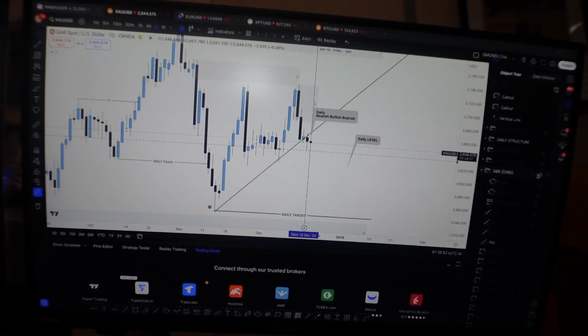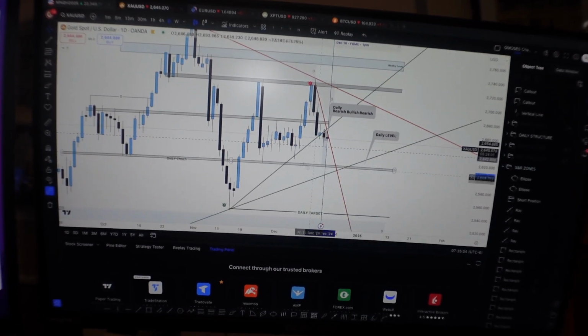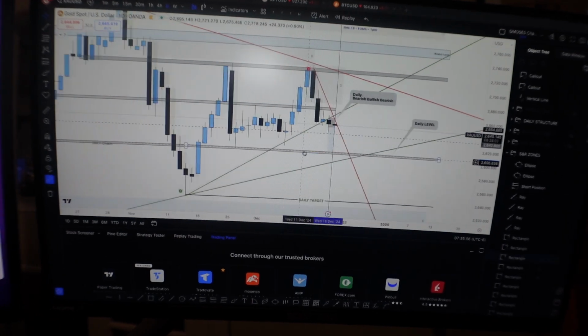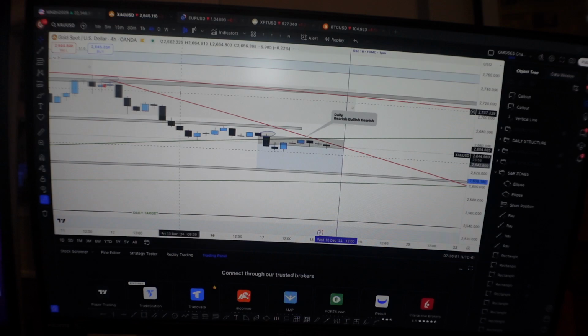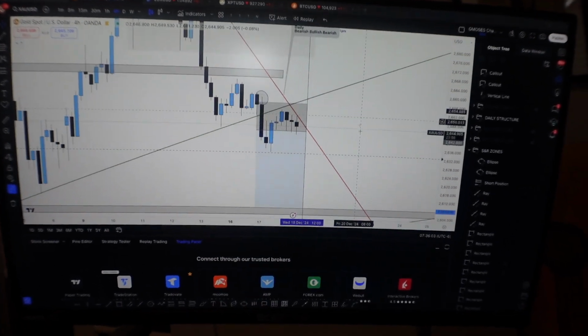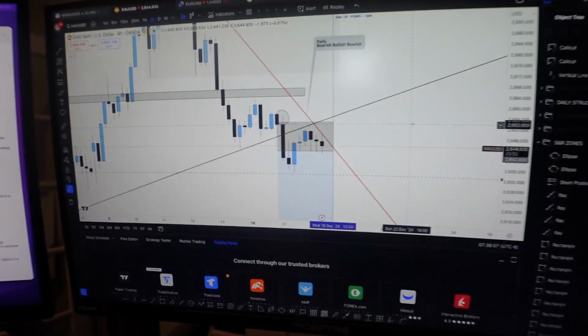All right. If we look at what my daily structure is, we have daily structure here, which is why I'm looking for price to move to the downside. That's what I'm looking for right now with regards to gold.